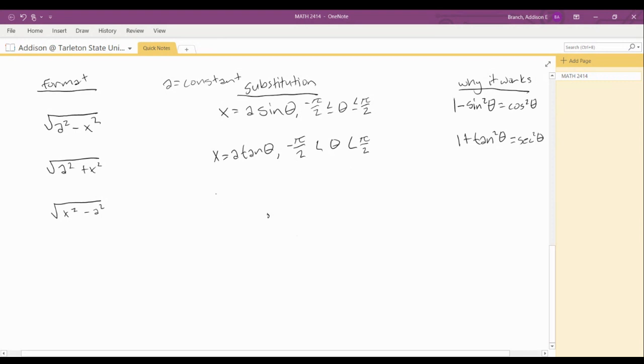And then lastly, we have our x squared minus a squared. In this case, we're going to do x equals a times secant of theta. And this time, our theta is going to be either between 0 and pi over 2, or pi and 3 pi over 2.